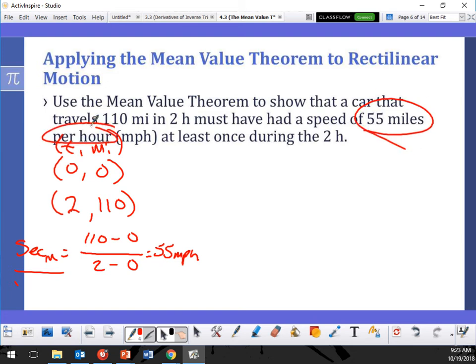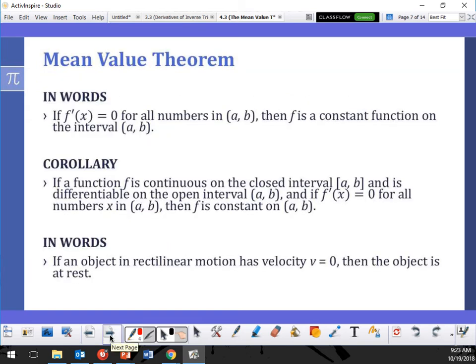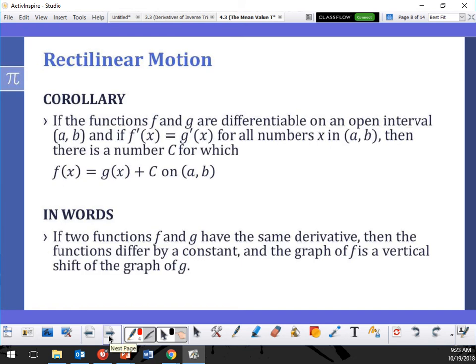Okay? Make sense? So this is a lot more basic than the previous problem. We're just verifying it because using the mean value theorem, it's got to be equal to the average at some point of a closed interval, right? So that's what we got there. In words, okay, I already put the words there.